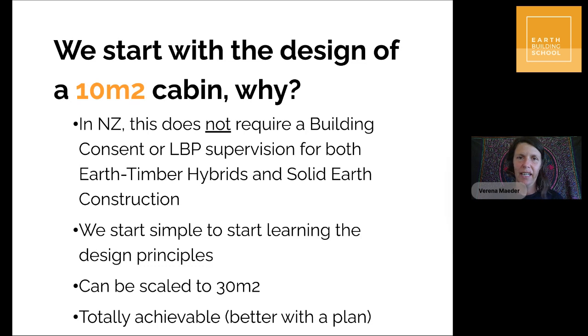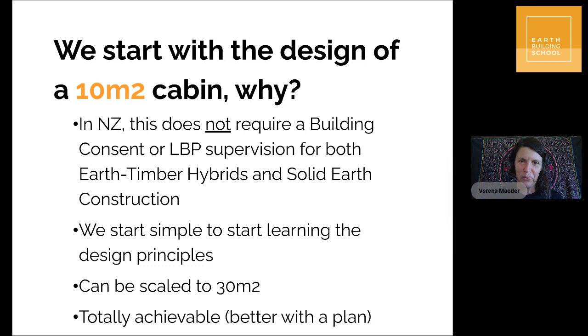That doesn't apply to you if you're watching this from other places on the planet, but it just makes it simpler for those of you that are based in Aotearoa, New Zealand. And we start simple because then we can understand the concepts. And you'll see, especially when we get into structure tomorrow, the 10 square meter building is already complex enough to really get your head around the roof structure, for example. So we start small, understand how to read the standards and so forth. And then if you want, you can always scale up and apply what you've learned to a bigger building.